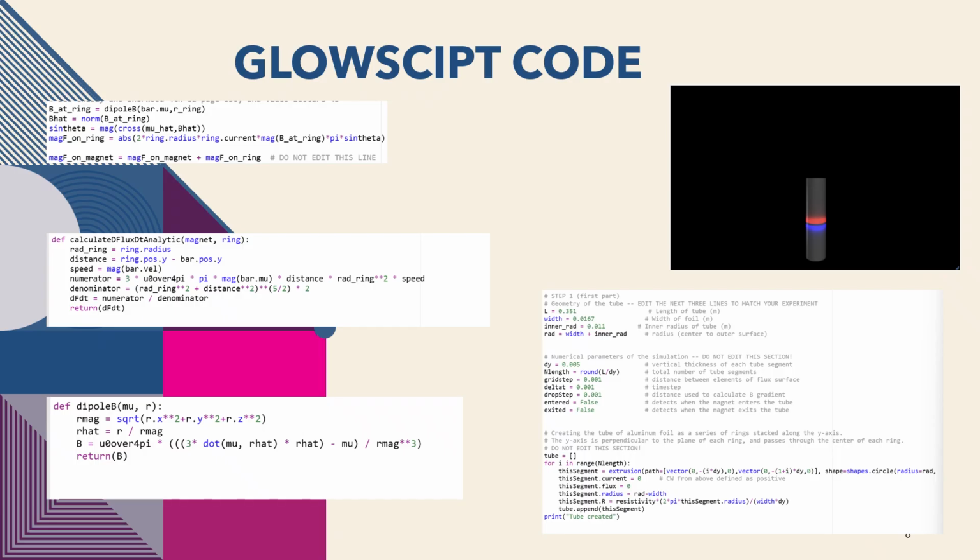As for the GlowScript code, what we have here is in the bottom right. This is all the inputted data. As you can see, the length, the width, the inner radii are all recorded pieces of data to create the tube. Then in the top left, we have other calculated factors such as the magnetic field at the ring, and then the force on the ring based on that, and then the force on the magnet based on the magnetic field.